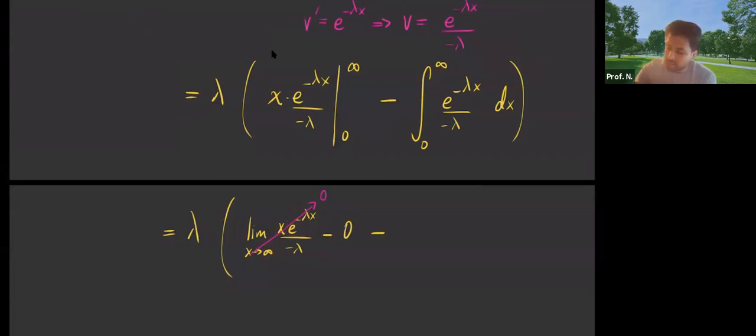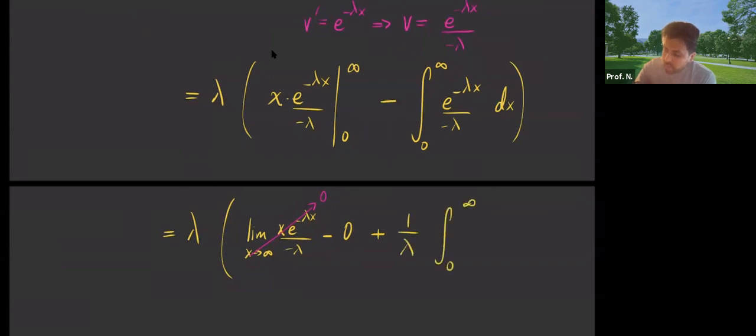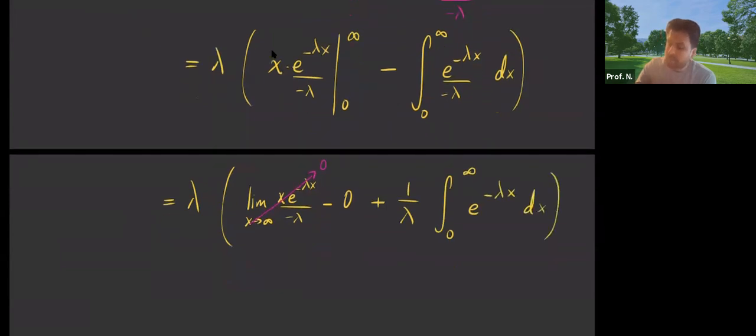And then we have to integrate this. So I can take out the negative lambda in the denominator and I get positive 1 over lambda, the integral from 0 to infinity of e to the negative lambda x dx. And so if I distribute the lambda here, this goes away. So I really just have the integral from 0 to infinity of e to the negative lambda x dx. So this becomes e to the negative lambda x over negative lambda from 0 to infinity.